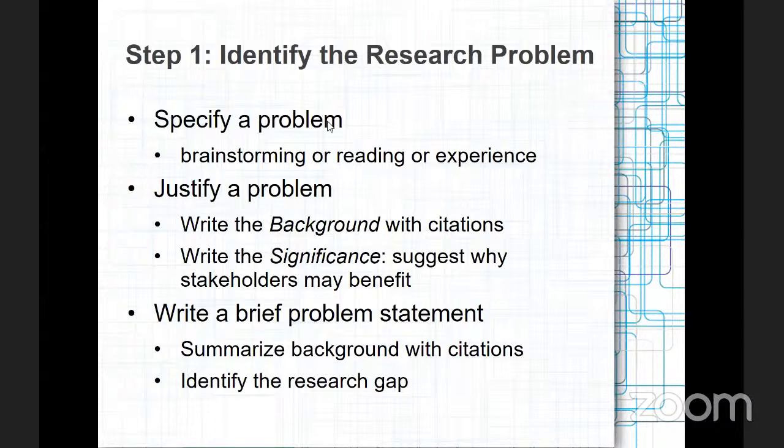So you're going to specify a problem, you're going to justify that when you write with a background. Let me just show this for a second. You want to justify it with a background with citations and the significance. So the significance is why people other than you will benefit from the research that you're proposing. So you're going to have both a background and a problem statement that all of it has citations.